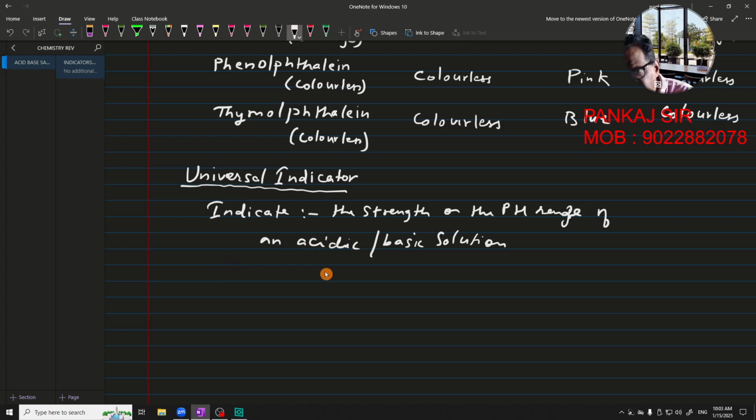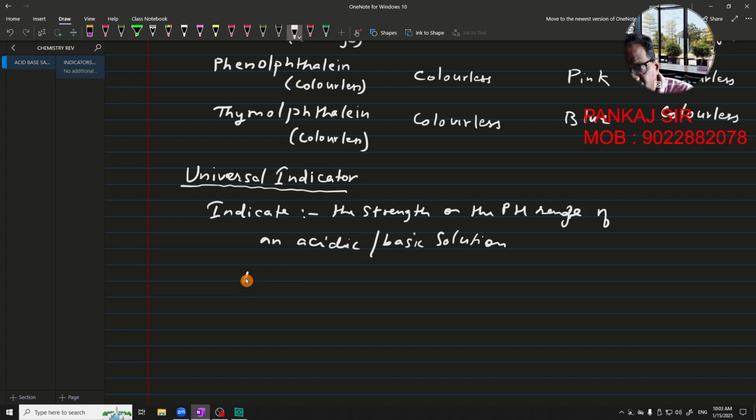So because it is telling you about the pH range, you can tell not only whether it is acidic or basic, but you can also tell whether it is strong or weak. Then it can do one more thing. It can also differentiate between acidic or basic solutions of different pH values.